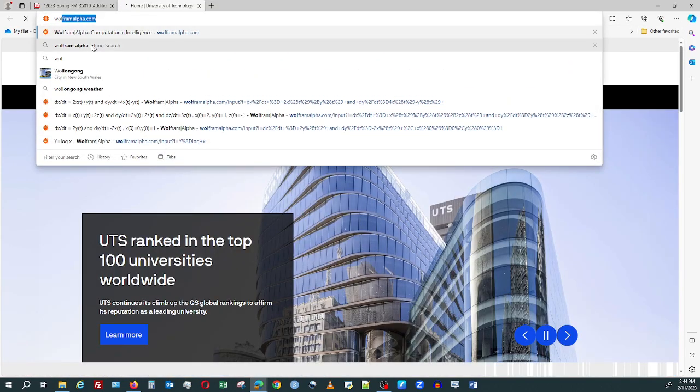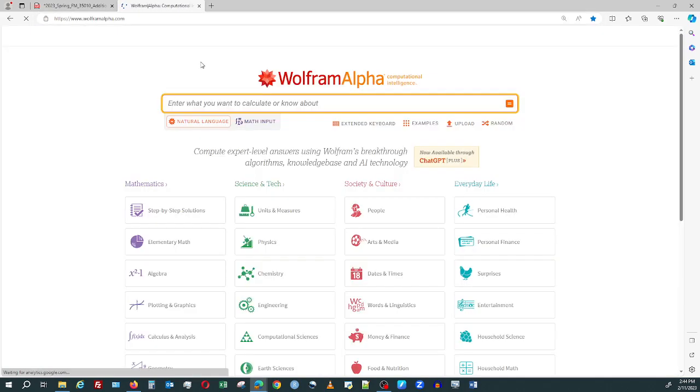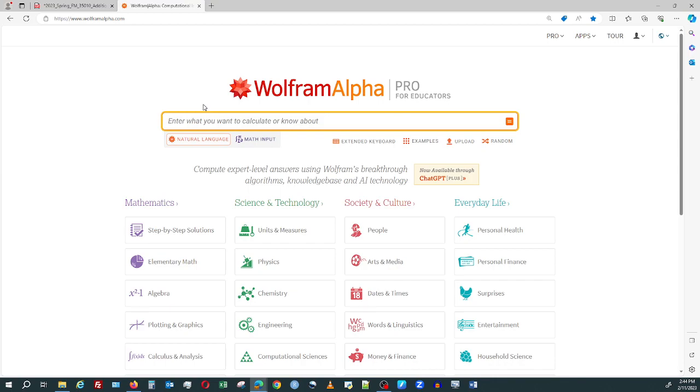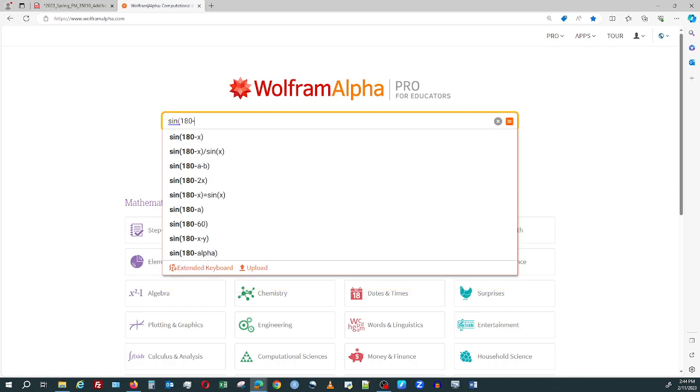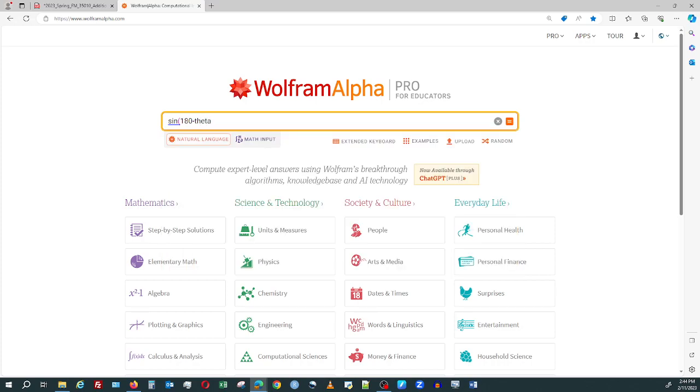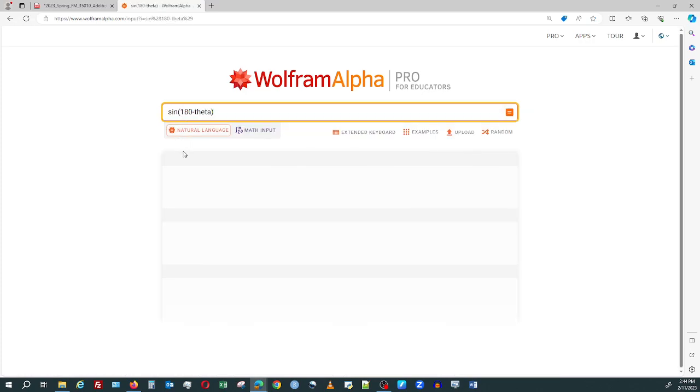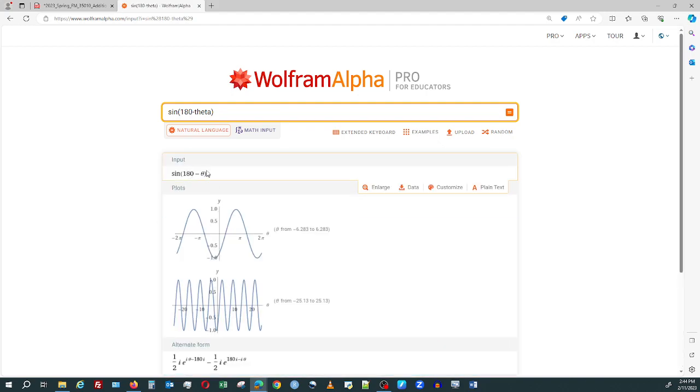So I'm just going to put that in. And just to show you that one, use your brackets, sine of 180 minus theta, algebraic, and what can we ask it to do with that? Simplify it.